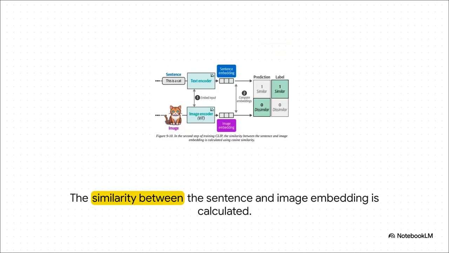All right, step 3. This is where it gets fun. It basically plays a giant matching game. Imagine it has a batch of, say, 100 images and 100 captions. The model then calculates the similarity between every possible image and text pair. It's trying to figure out, okay, which of these are the real matches.